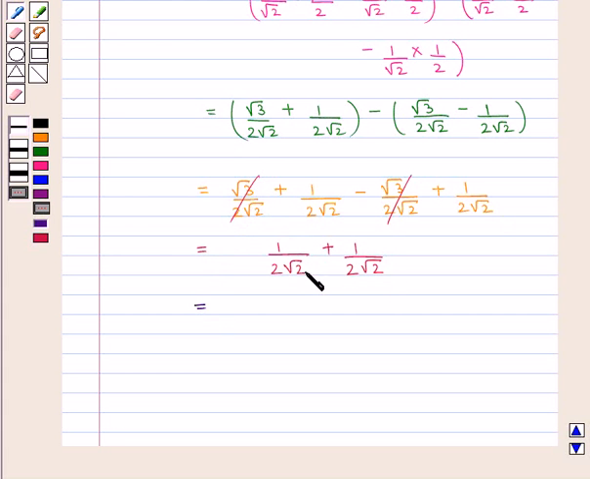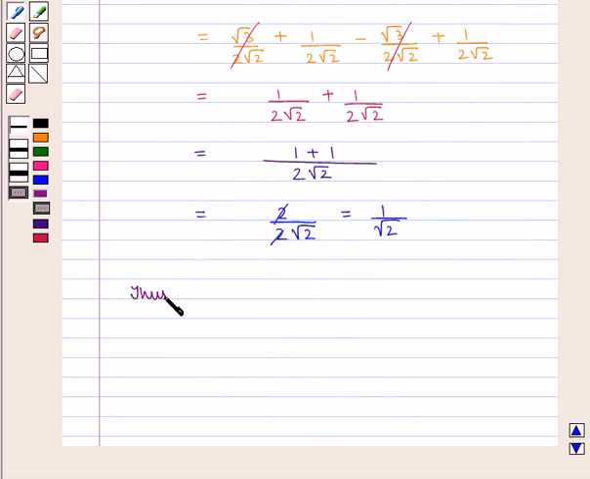Since the denominator of the two terms is the same, the LCM would be 2 into square root of 2, and we'll add the terms in the numerator, that is 1 plus 1, and this is equal to 2 upon 2 into square root of 2, which is equal to 1 upon square root of 2. Thus, sine of 75 degrees minus sine of 15 degrees is equal to 1 upon square root of 2, which is the required answer.